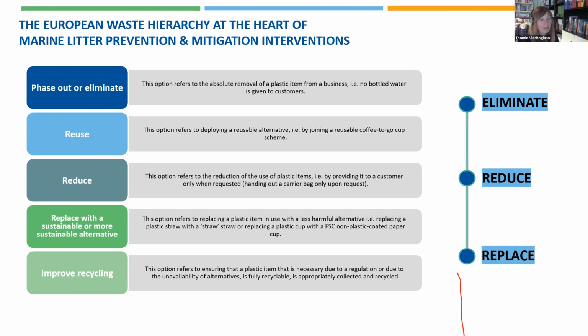So as we saw initially, the idea of replacing plastic bags with biodegradable plastic bags was not basically a better alternative when it comes to the topic of marine litter. Okay, replacing, for example, a plastic straw with an actual straw, yes, this has a better environmental performance. Or replacing a plastic cup with a non-plastic coated paper cup that is being produced by sustainable forestry is a more environmentally friendly option. And lastly, to ensure that whatever is being used can be recycled effectively. So these are the main principles that should be at the heart of marine litter prevention and mitigation interventions.